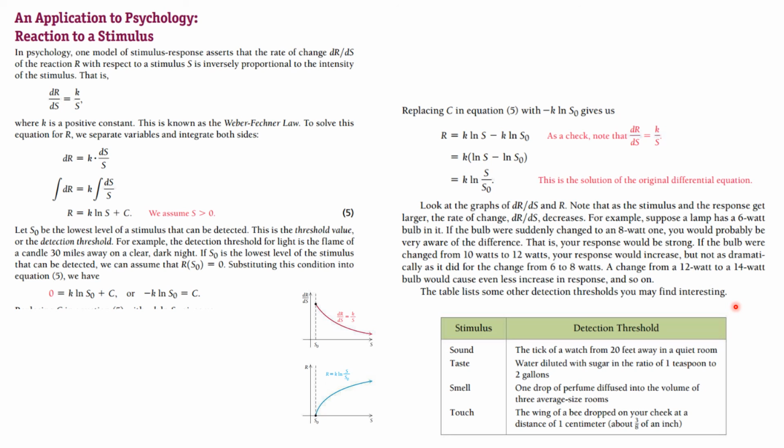This table lists some other detection thresholds that you might find interesting. The tick of a watch 20 feet away in a quiet room is the threshold of hearing. Taste is sugar diluted in water with a ratio of 1 teaspoon to 2 gallons. Smell, 1 drop of perfume diluted into a volume of 3 average-sized rooms. Perfume is very strong, you might notice here. And by the way, your sense of sound is also very strong. And touch: the wing of a bee dropped on your neck at a distance of 1 centimeter, about 1/8 of an inch. So again, your sense of touch is very strong.